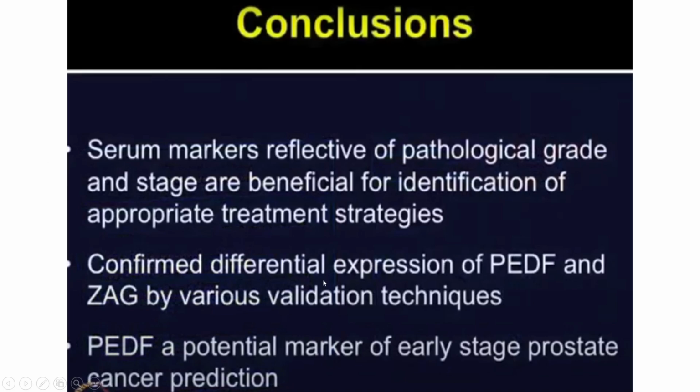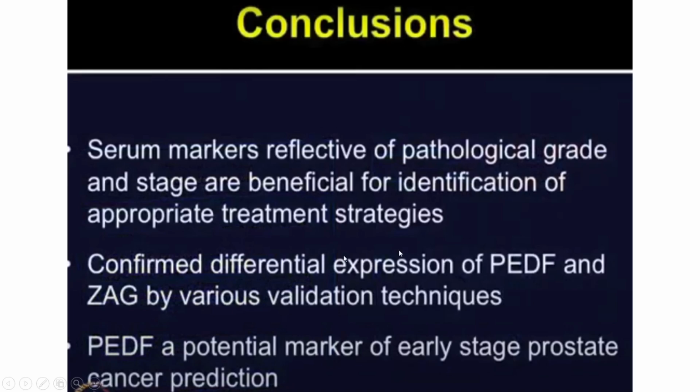So this was basically confirmed by differential expression of PEDF and ZAG by various validation techniques, that is immunohistochemistry and ELISA. These serum markers reflect the pathological grade and stage, and are beneficial for identification of an appropriate treatment strategy. So depending upon that level, we can understand how the prostate cancer has progressed, whether it is in an early stage or a later stage.